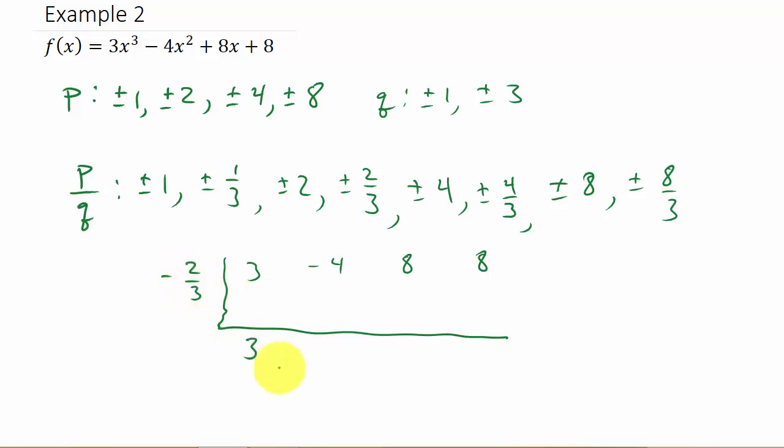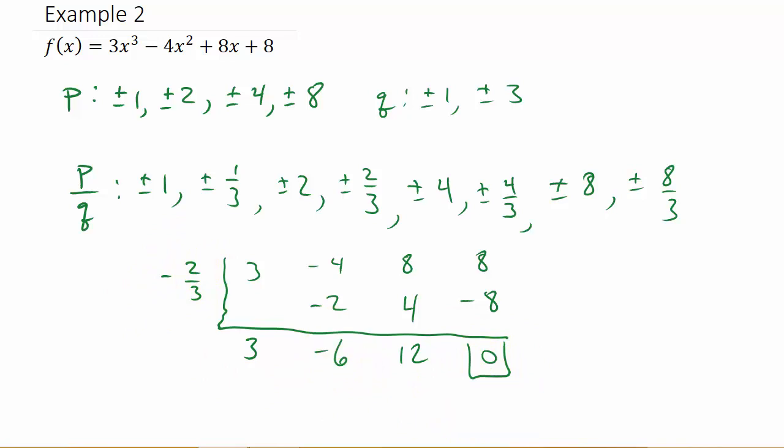So let's see what we've got here. This is going to be negative 2. Add. That's negative 6. That's going to be negative 4. Add. That is going to be 4. Okay, so actually that should be a positive 4. Negative and a negative is positive. And so we add them, that's going to be 12. And then we multiply, let's see, negative 2/3 times 12, that's going to be negative 8. And 0. Okay, so this is a 0 because we got a 0 remainder.